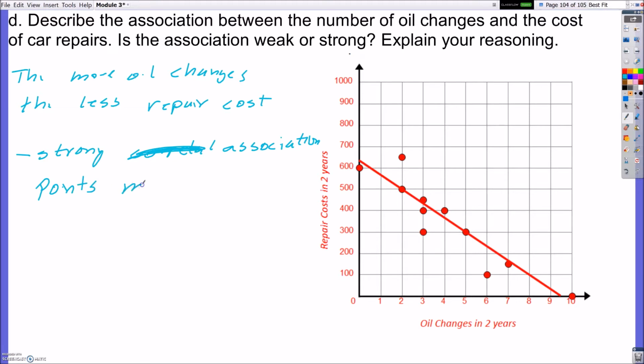The points make a very visible pattern. And what do I mean by that? You can see that the points are generally going in a downward direction. It's not like, let's say I had points up here, and they're kind of just all over the place, but they kind of go in a downward way. That would be like a weak correlation. This is a much stronger correlation. All right, so let me erase all these, and let's go and look at the next part.